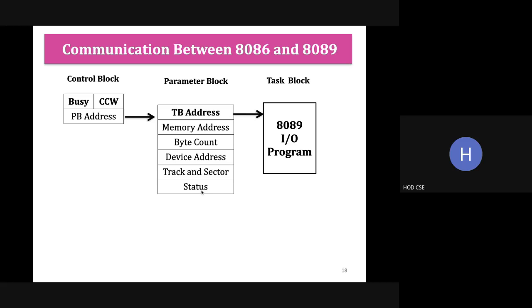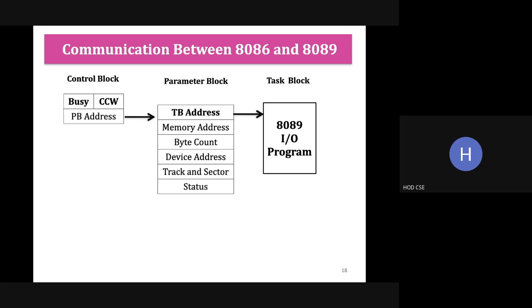And here this gives the status of the IO devices. If the IO devices are available, it will execute this task. This task can be a printf statement or scanf statement, or a copy between two drives, or from the IO device to the memory. So the communication between 86 and 89 is performed by these three blocks: control block, parameter block, and task block. All the programs in 89 are called channel programs. Don't forget that.